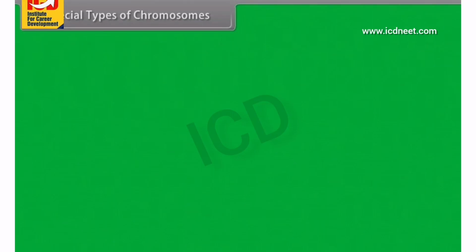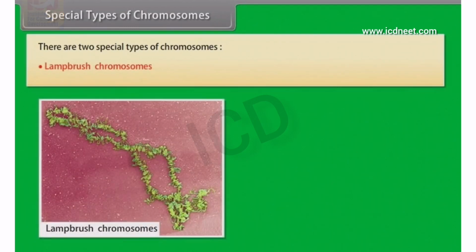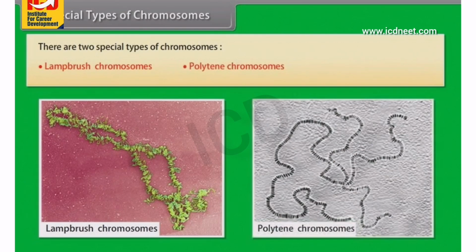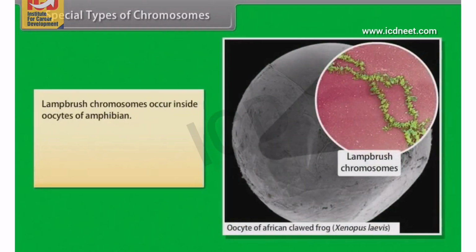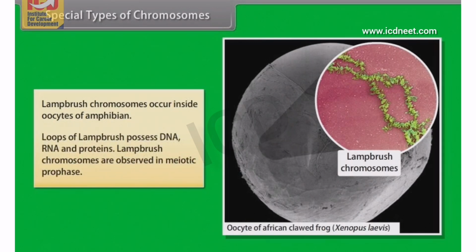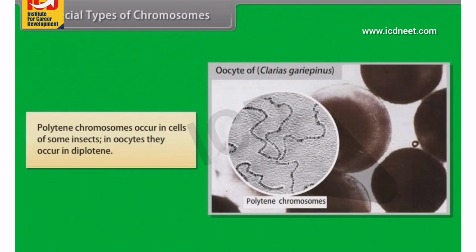Special types of chromosomes. There are 2 special types of chromosomes: lampbrush chromosomes and polytene chromosomes. Lampbrush chromosomes occur inside oocytes of amphibians. Loops of lampbrush possess DNA, RNA, and proteins. Lampbrush chromosomes are observed in meiotic prophase. Polytene chromosomes occur in cells of some insects.